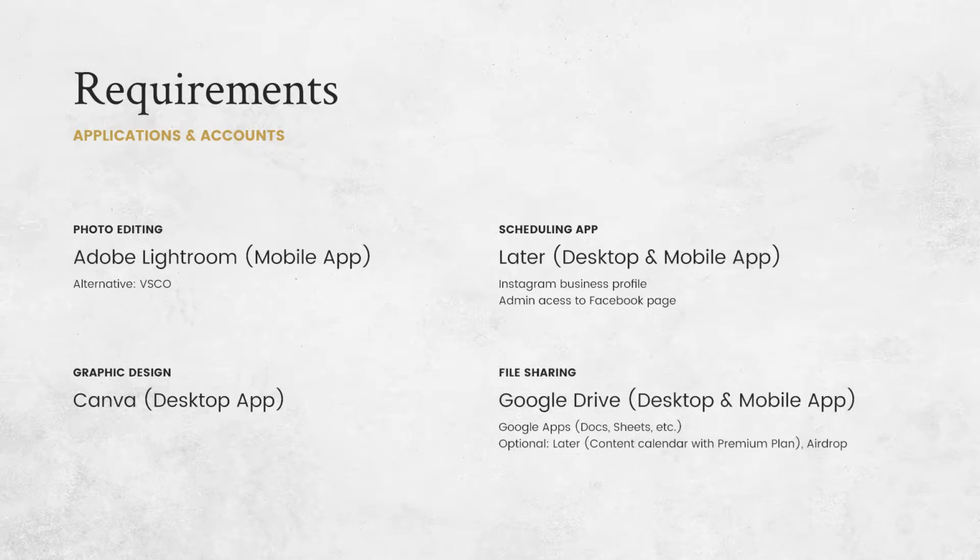We'll use Google Drive for desktop and mobile for file sharing between client and team members, Google Docs for content planning, and Google Sheets for a content calendar. Later can also be used as a content calendar with our premium plan. If you have a Mac and iPhone, AirDrop will be very useful for transferring images back and forth.